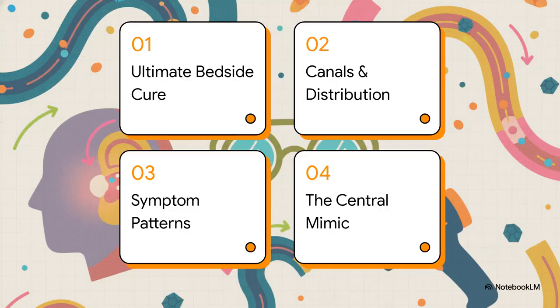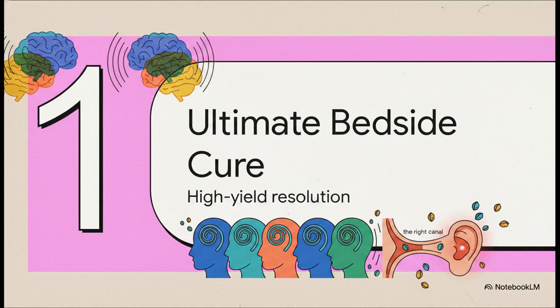Here's the clinical diagnostic funnel we'll use today. We'll cover the ultimate bedside cure, the three canals and their distribution, symptom patterns by variant, and finally, identifying the central mimic. It's a rapid, reliable framework to get you recognizing BPPV variants before you even think about starting diagnostic maneuvers. All right, starting with section one, the ultimate bedside cure. This is all about high-yield resolution in vestibular medicine.